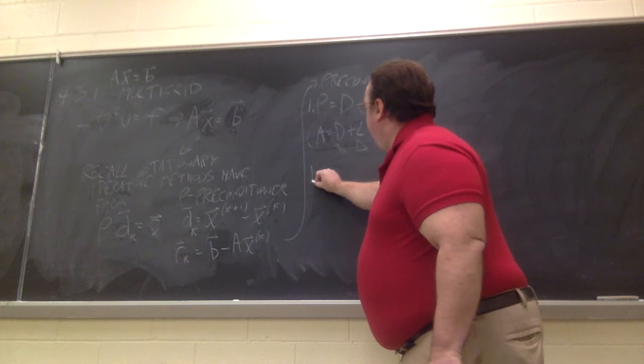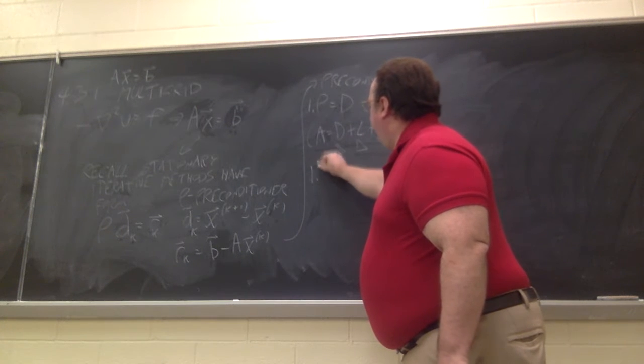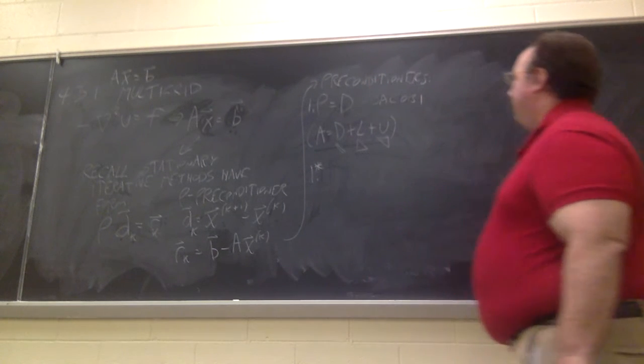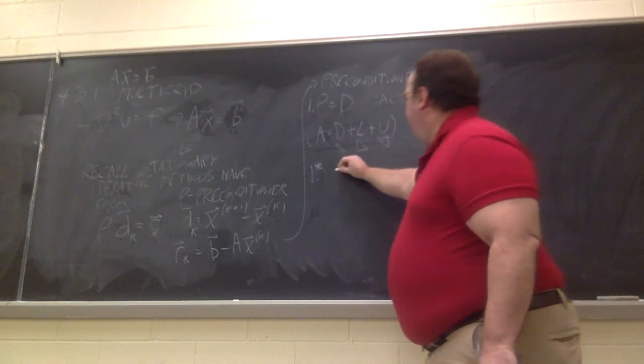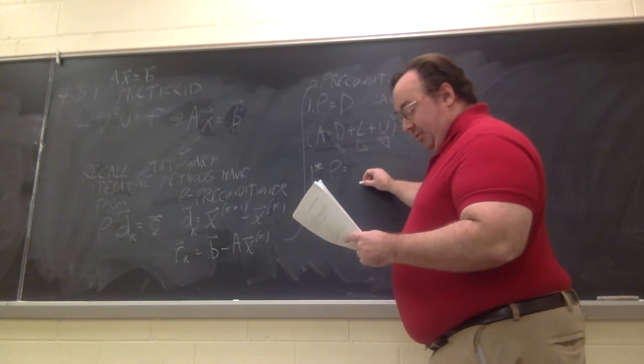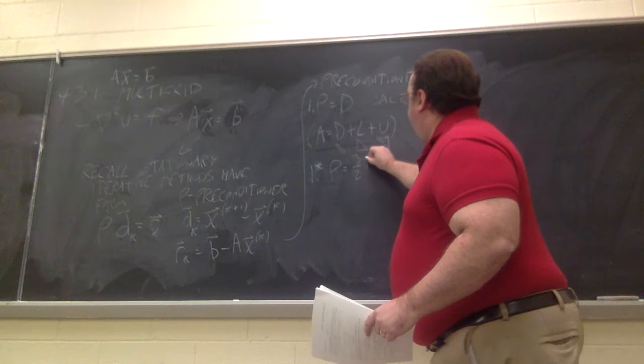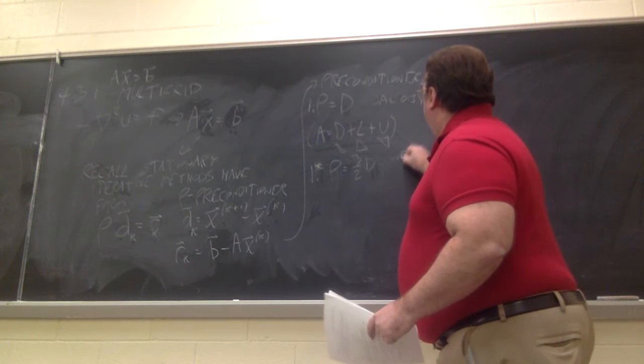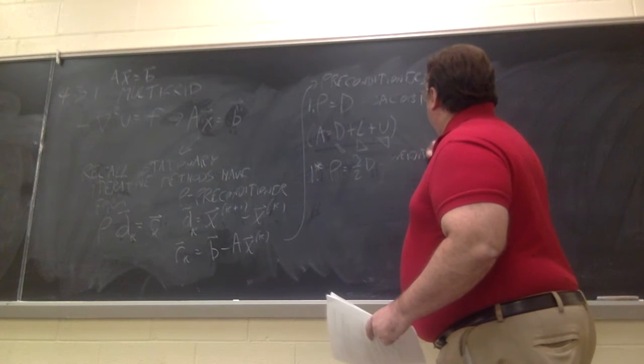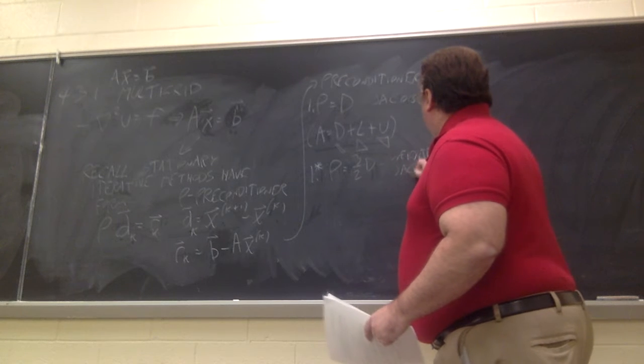And one other method, which I'll number one star because it's so closely related, I didn't mention this one before. P is equal to 3/2 D. That is called weighted Jacobi.